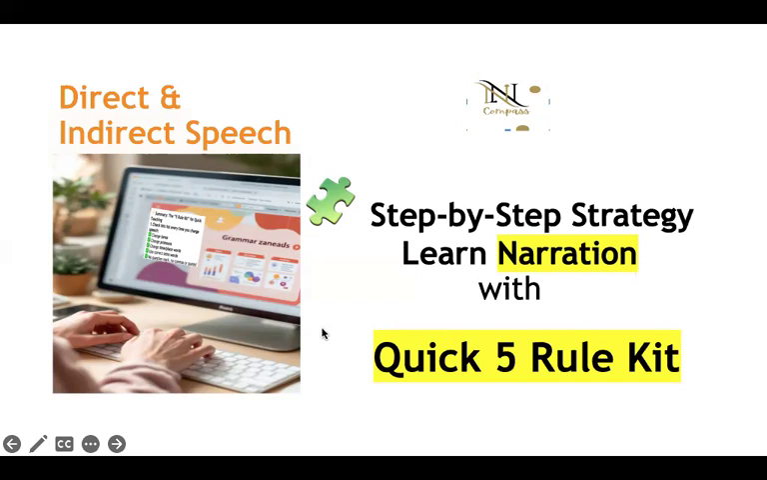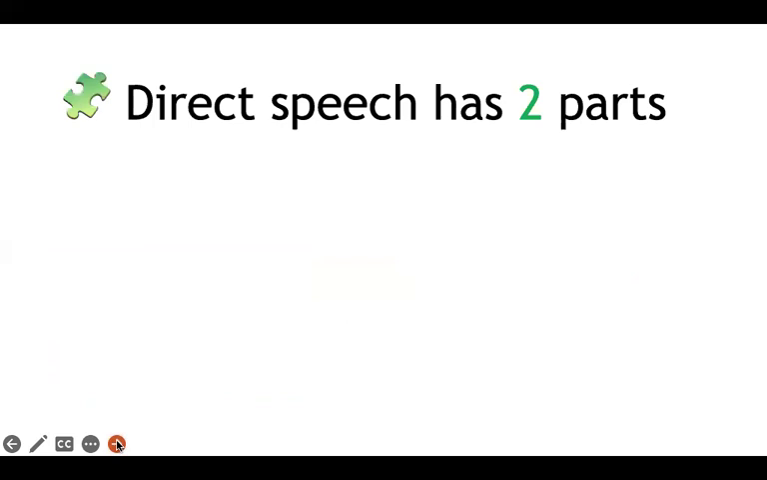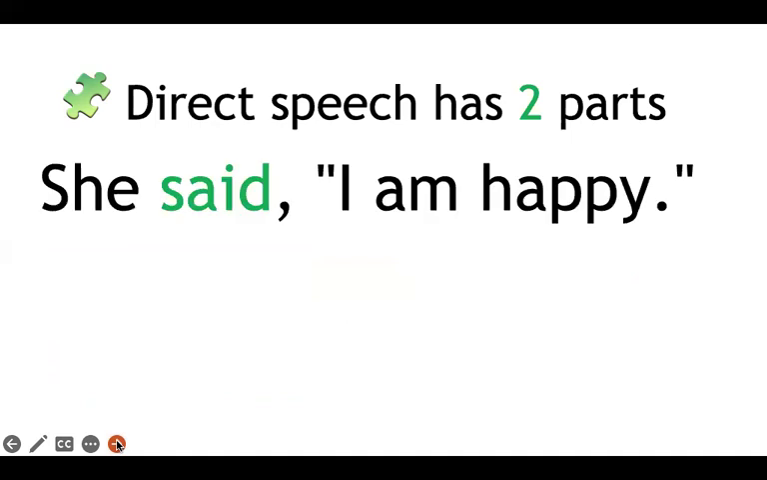Today we'll have a quick look at the 5 key principles we need to learn narration. First of all, we need to know that in direct speech, the sentence has 2 parts: one separated by a comma and the other set off by inverted commas. And what are these parts?